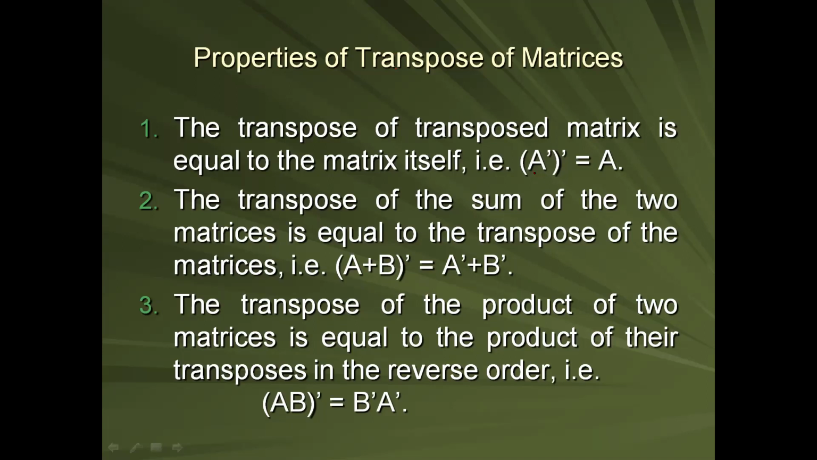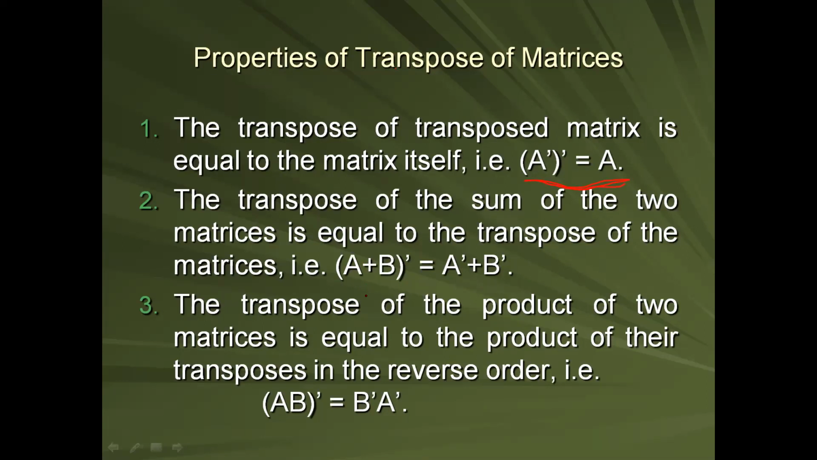That is the first property. See, all these properties are useful for MCQ. Another thing is the transpose of the sum of two matrices. If you find the addition of two matrices A plus B and then its transpose, (A plus B) transpose, it is the same as A transpose plus B transpose.